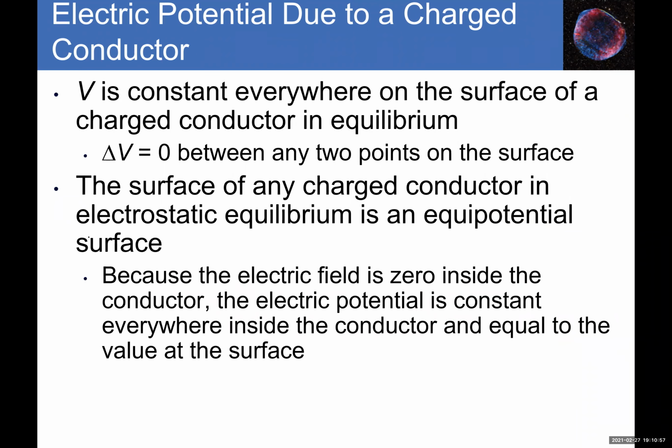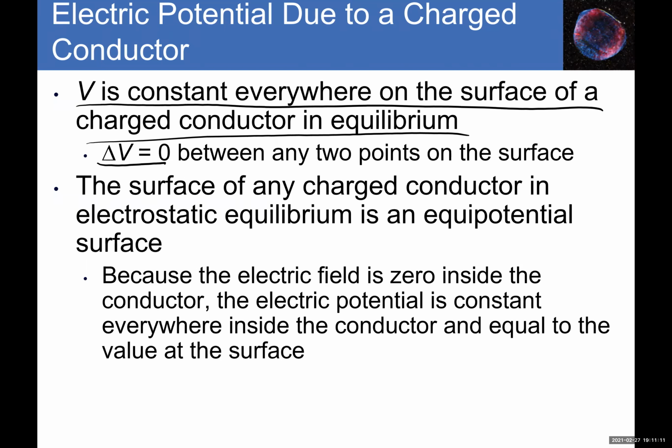Same thing we can also do on the surface, or even inside the conductor. So we can see that potential is constant everywhere on the surface of a charged conductor in equilibrium, and delta V equals 0 between any 2 points on the surface. Remember, delta V being 0 means that those 2 points we're considering have exactly the same potential. The surface of any charged conductor in electrostatic equilibrium is an equipotential surface. Remember, an equipotential surface means that any point on the surface you're considering has exactly the same potential.